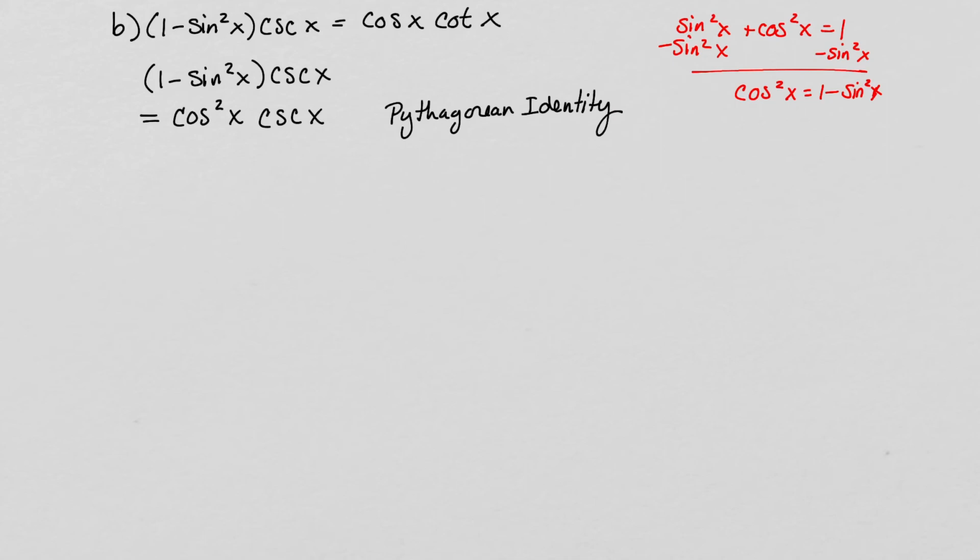And then, if you look at where I'm trying to get to, the final place I'm trying to get to is this cosine x times cotangent x. It doesn't have a cosecant in it, so I could replace what the cosecant is. So this is also going to be cosine squared x times, cosecant is 1 over sine x. That's because of the reciprocal identity.